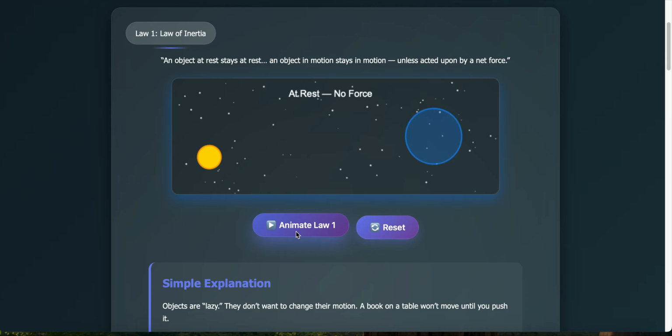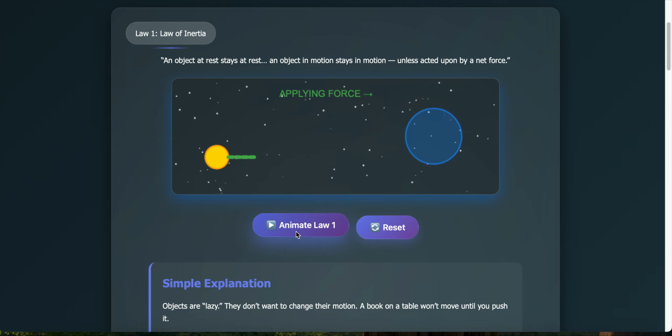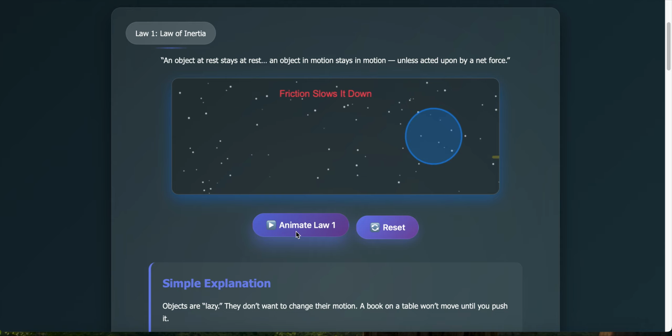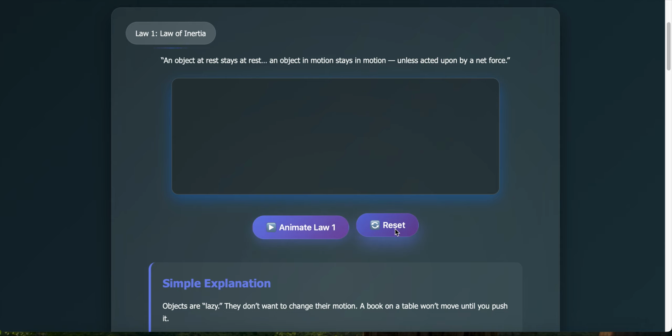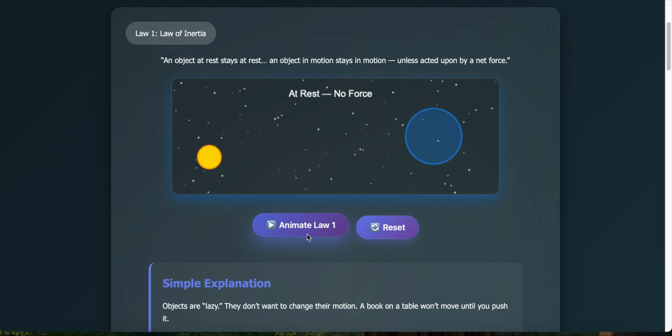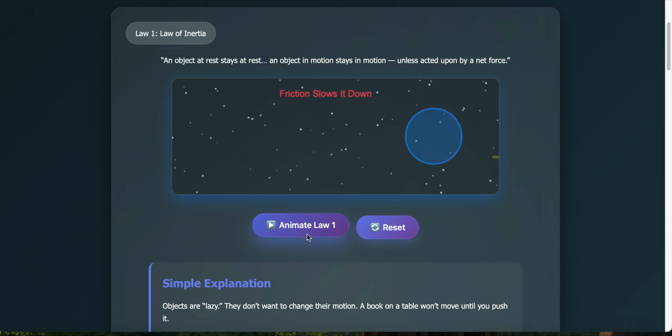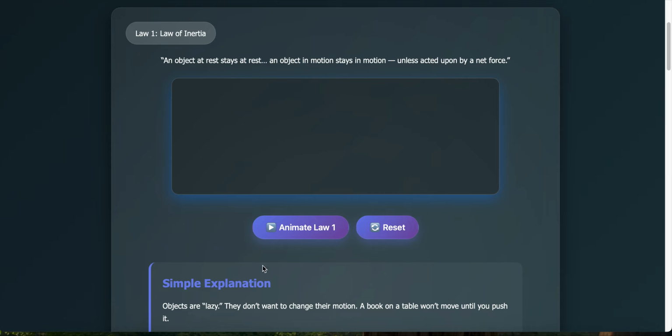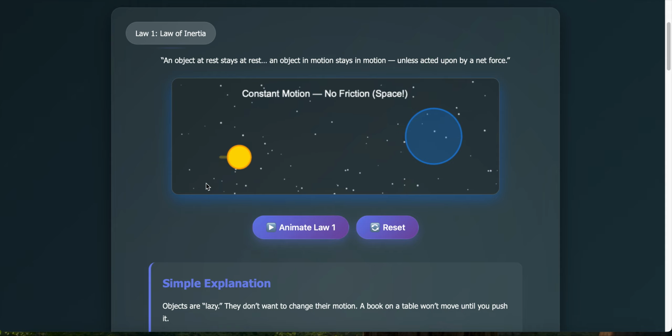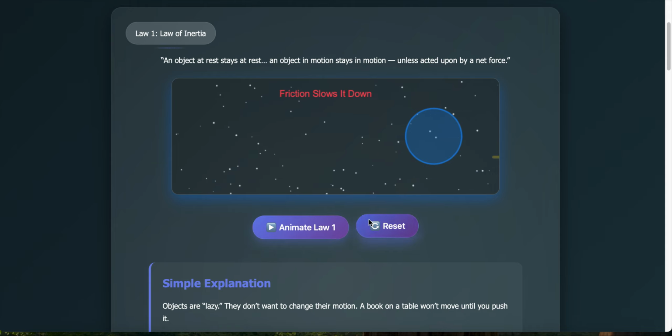See how it works. At rest, now apply a force. Correct? Again, I am going to show you. This is Newton's first law of motion. Any object at rest, when we apply a force, it moves. This is Newton's first law of motion.